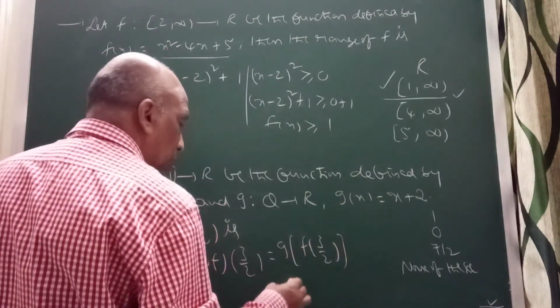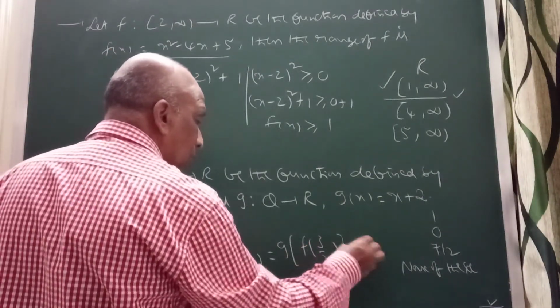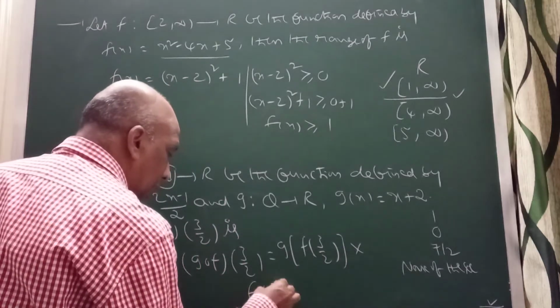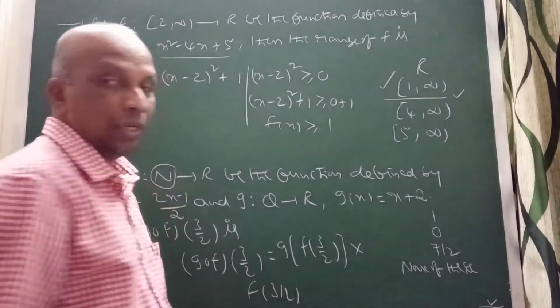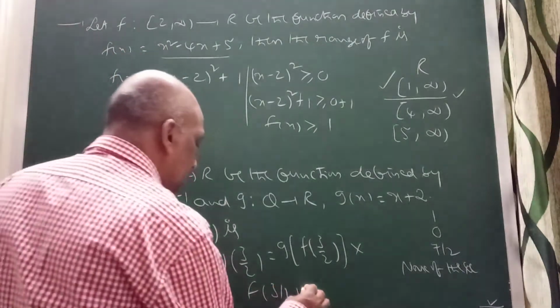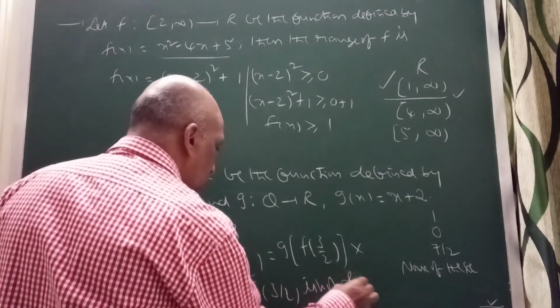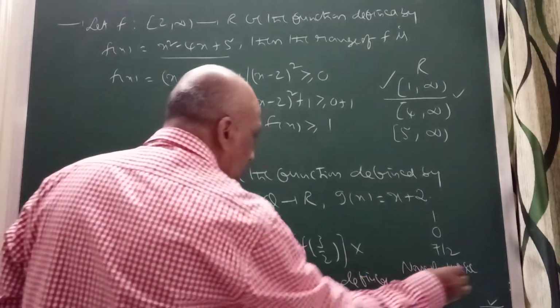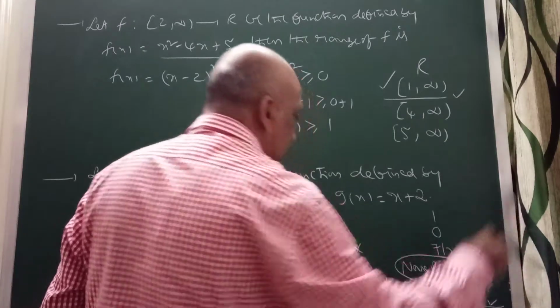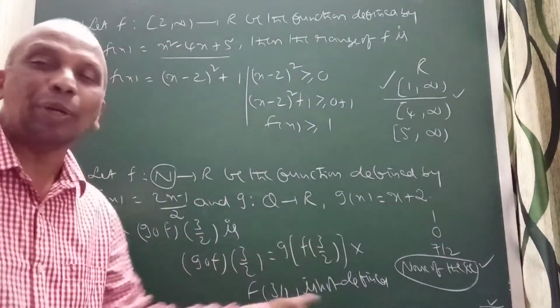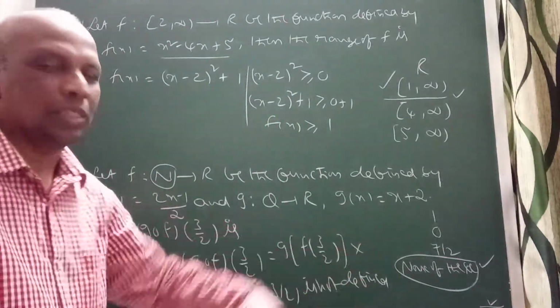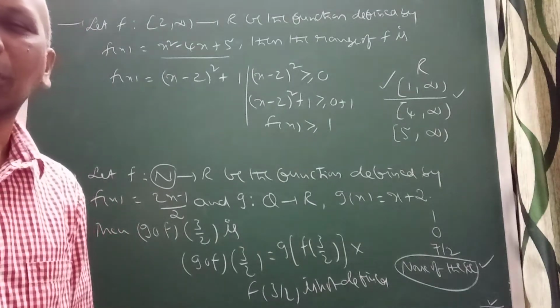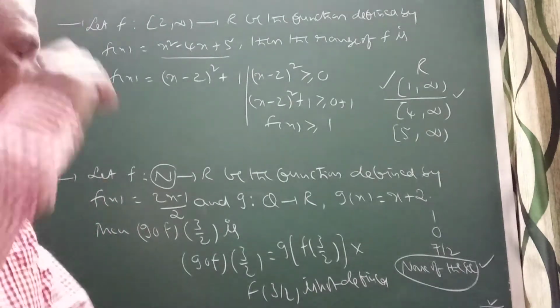Understood, we can't find this value. Why? Because f of 3/2 is not defined. So the answer is none of these, because f of 3/2 is not defined, we can't find this g of f of 3/2.